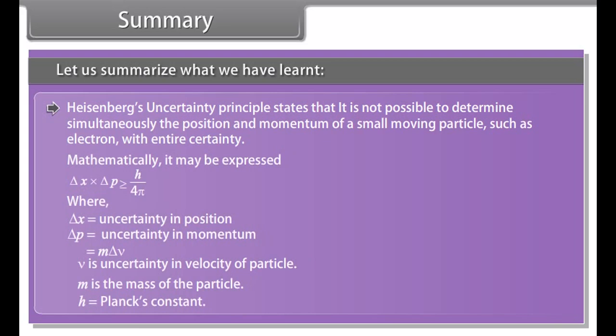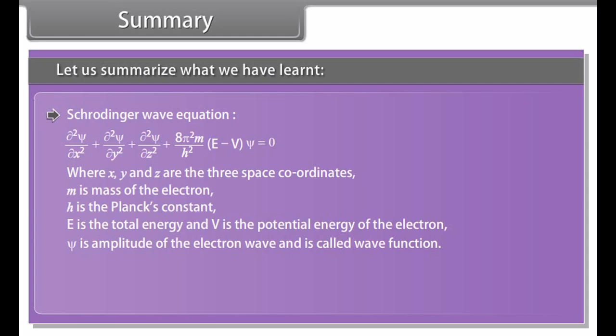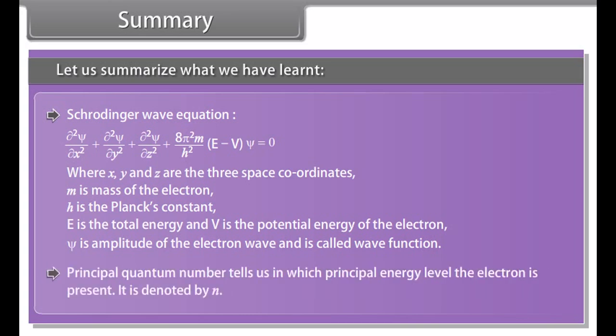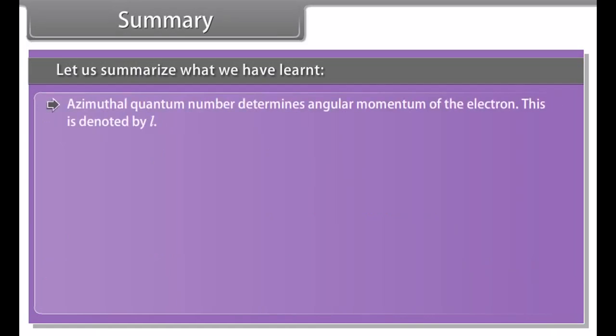Mathematically, it may be expressed as the Schrödinger wave equation, where x, y and z are the 3 space coordinates. m is the mass of the electron, h is Planck's constant, E is the total energy and V is the potential energy of the electron. Psi is the amplitude of the electron wave and is called the wave function. The principal quantum number tells us in which principal energy level the electron is present. It is denoted by n. The azimuthal quantum number determines the angular momentum of the electron. This is denoted by l.